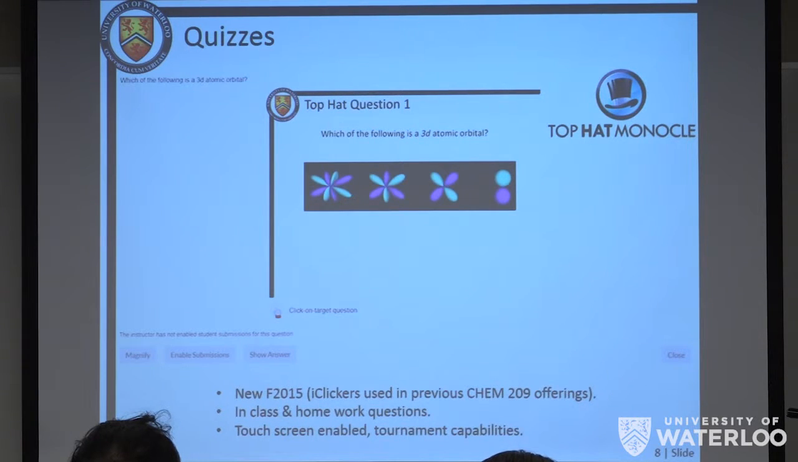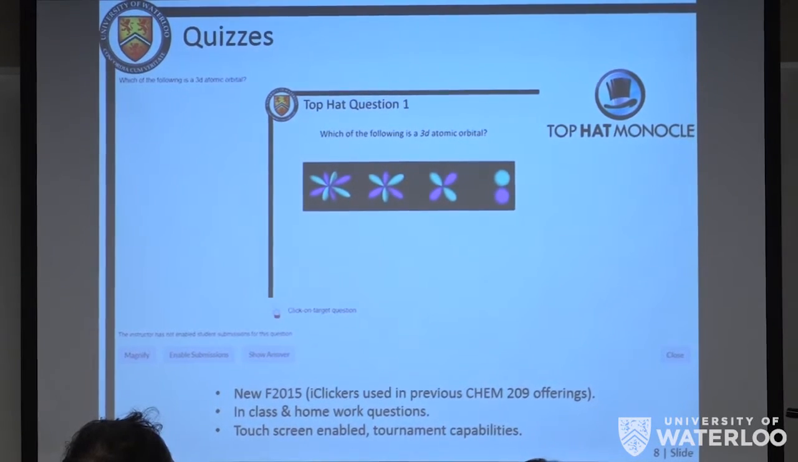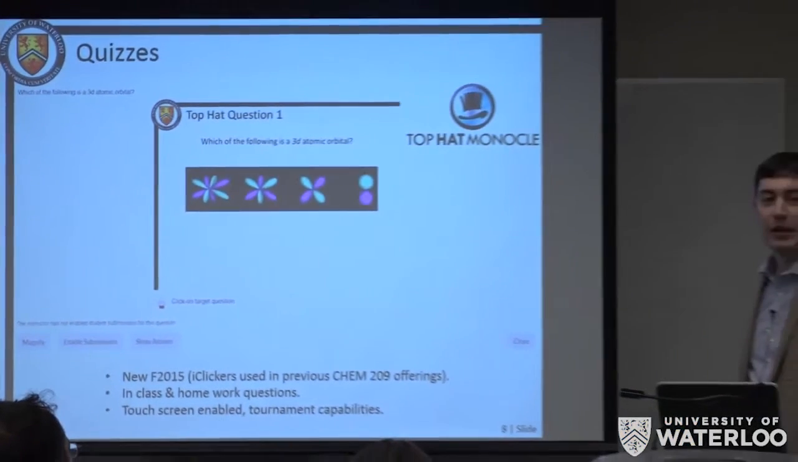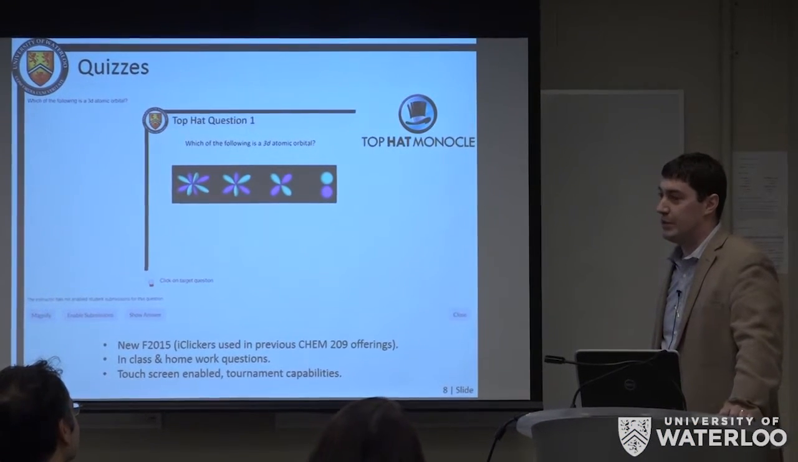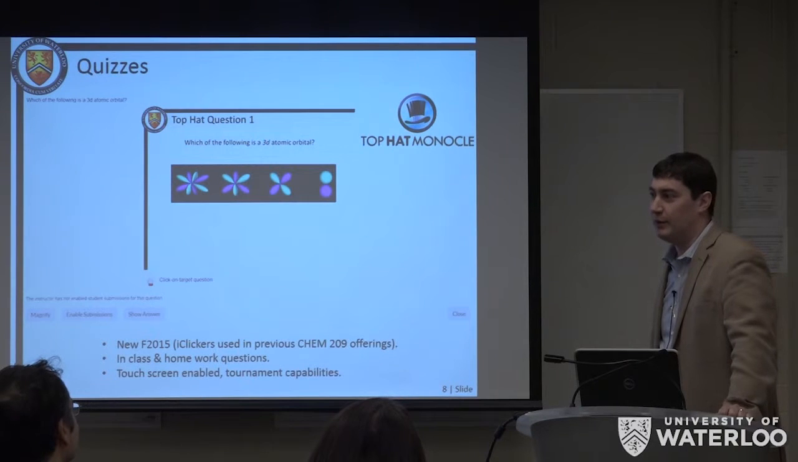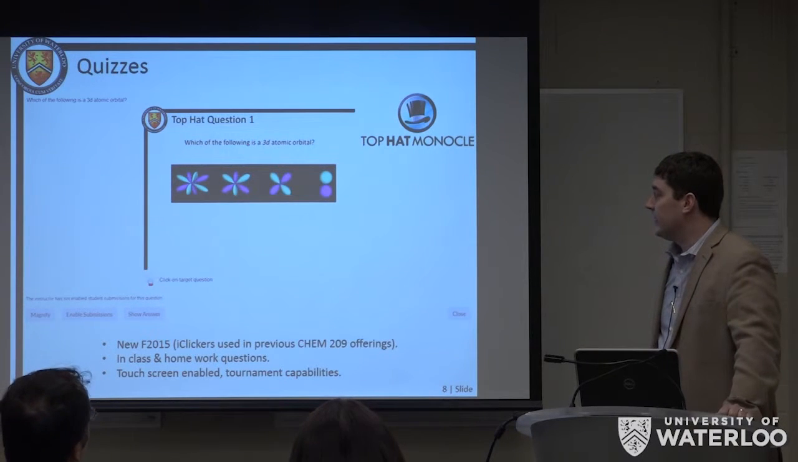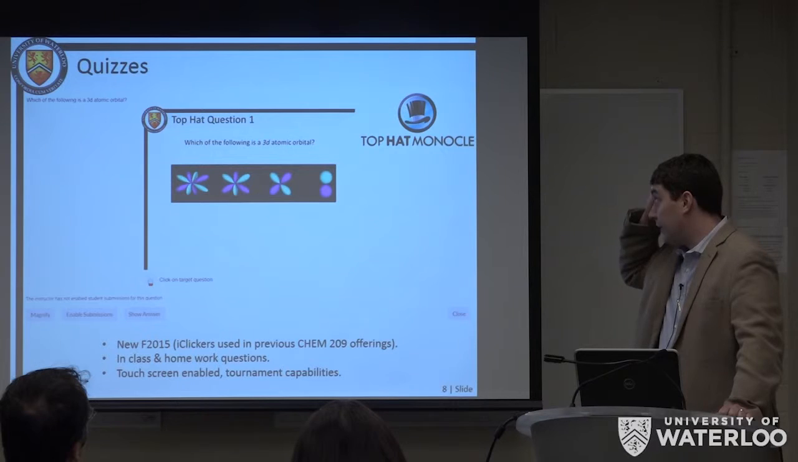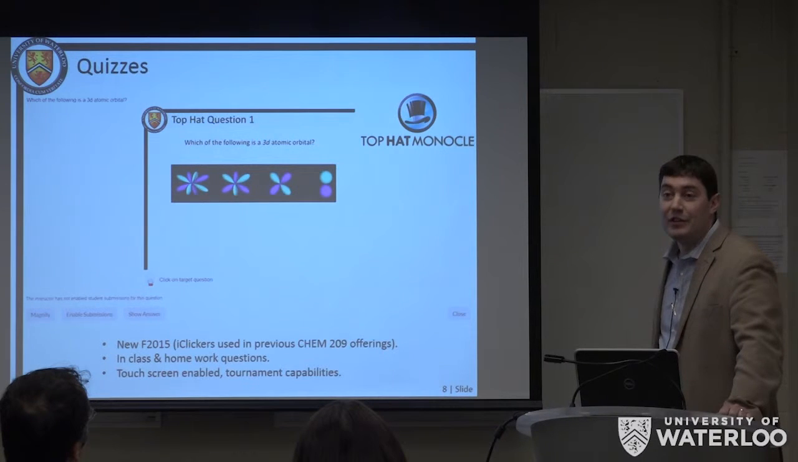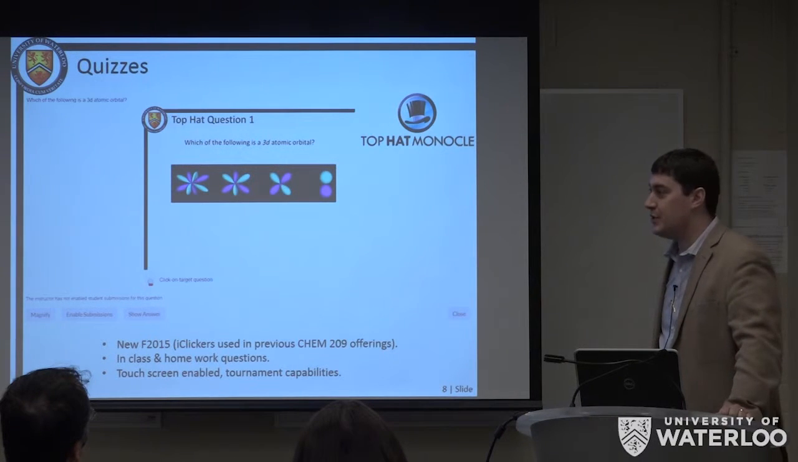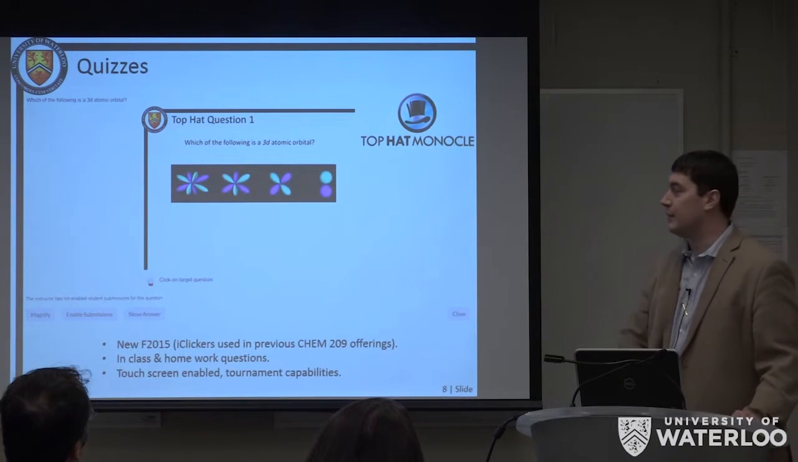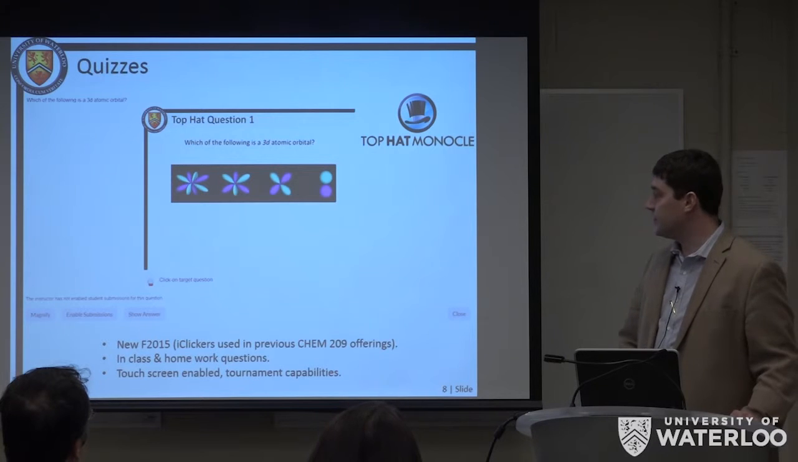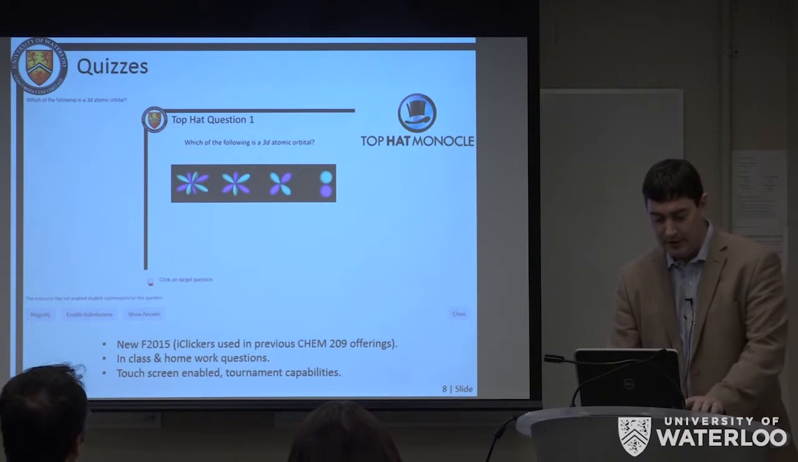On Top Hat, I have my lecture slides. I have in-class questions, which I use for feedback to try to gauge the temperature of the class, to see how well they're doing, if they're following. If everyone bombs a question, okay, maybe I'll go and talk about that a little bit more. With the Top Hat platform, you also get to do things like touch screen type questions. So rather than A, B, or C, I can show some diagrams and get them to point. For example, here's one of these types of questions, which is the 3D atomic orbital.